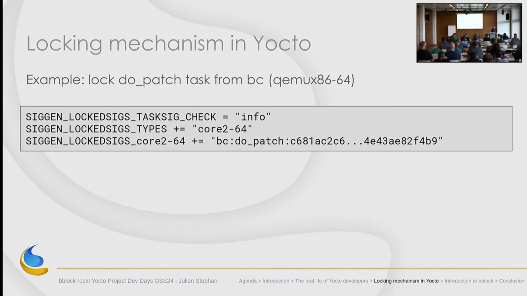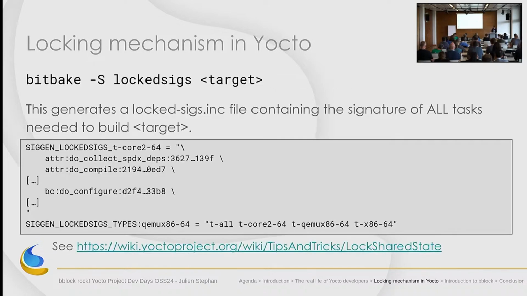But how can we use it in practice? I mean, you're not going to build and compute the signature by yourself, you know. I told you BitBake and Yocto have everything to do it for us. In particular, you can use this command, bitbake -S lockedsigs target, to generate a file that will contain the signature of all the tasks needed to build your target.